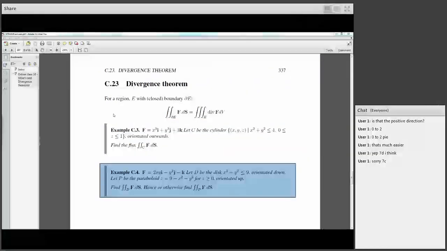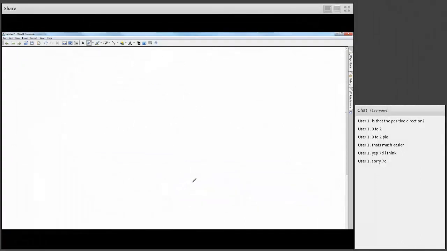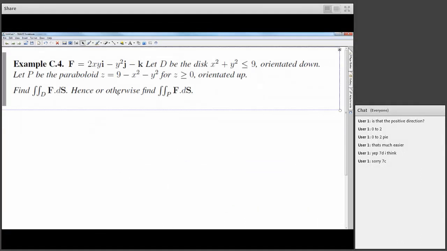Just want to show you one more circumstance of where you can use the divergence theorem, where it doesn't actually look like it applies at first glance. What I really want to do is find a flux integral through a paraboloid.